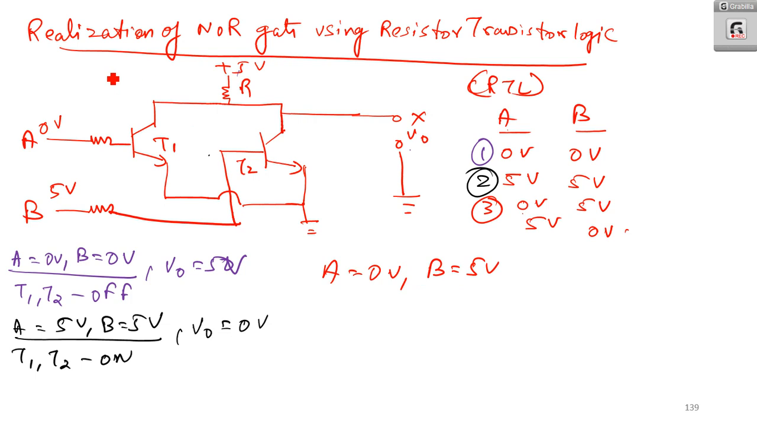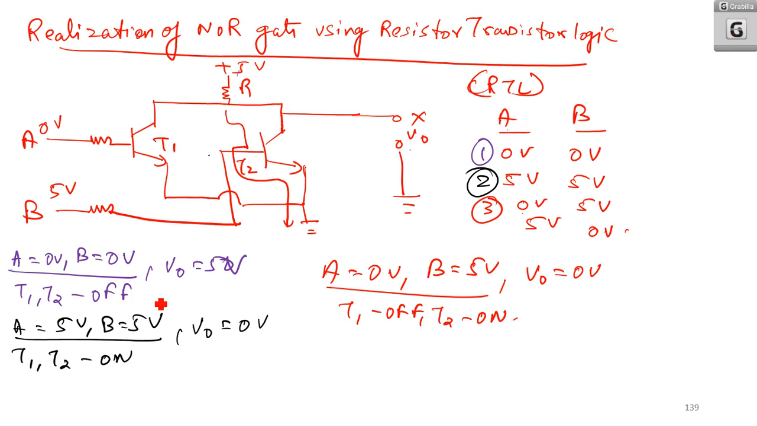transistor T1 is not getting enough base drive, whereas transistor T2 gets enough base drive. So the circuit will get completed by this. That means you will get a direct short between this 5 volt and ground. Therefore, you will get the output voltage V naught is equal to 0 volt. So here we can see that T1 is off and T2 is on. Okay, so that is regarding A is equal to 0 volt and B is equal to 5 volt.